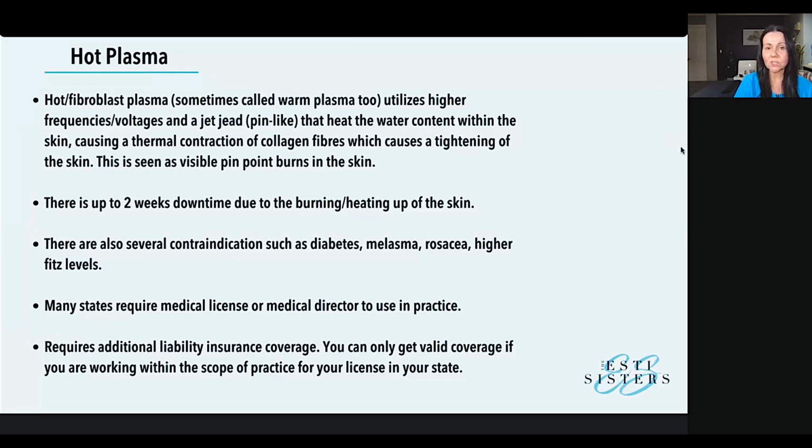We do get asked whether or not the cold plasma, Dr. Plasma, is safe or okay for estheticians to use. Yes, it's like using LED. There is no harm to the skin. So there is no issue with following your state boards.